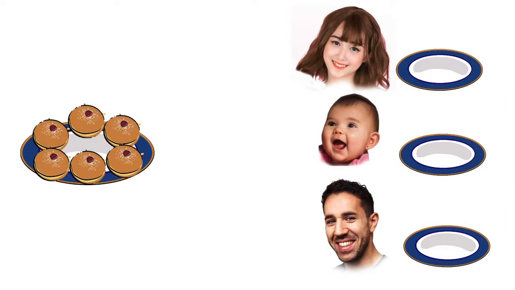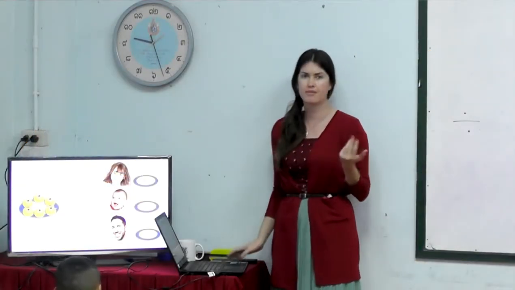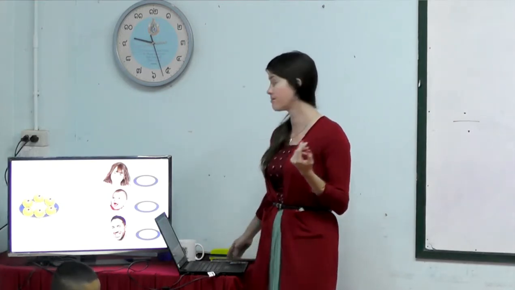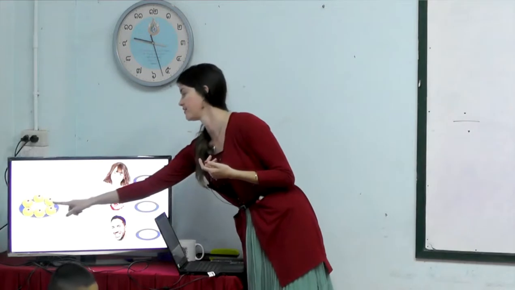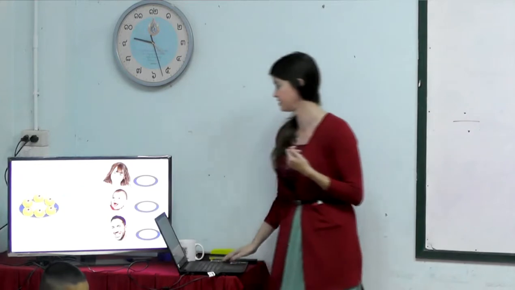What do we have over here? 6 cookies, or donuts or something that looks nice and tasty. Pizza. And how many friends do we have here? 3. So we want to divide up these cookies or cakes to our 3 friends. So how many will each friend get? 2. Yeah, if we want to make it nice and fair, we're going to give 2 to this friend, 2 to this friend, and 2 to this friend.